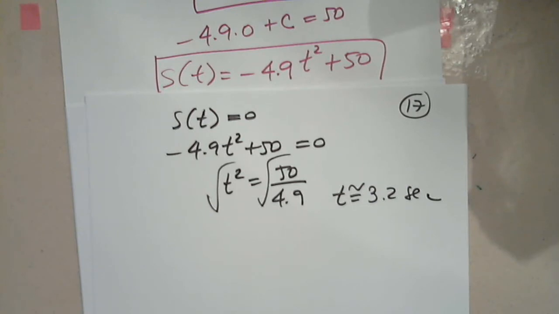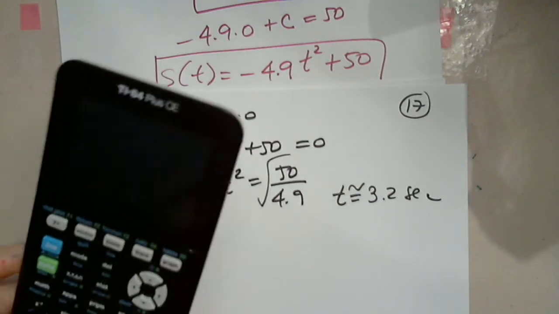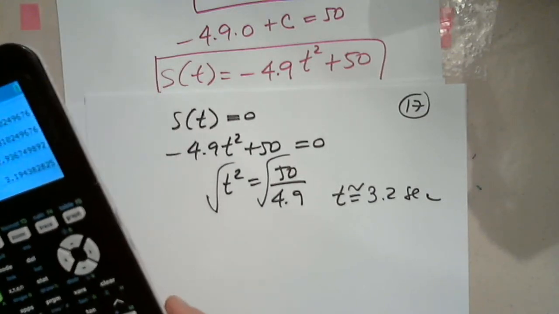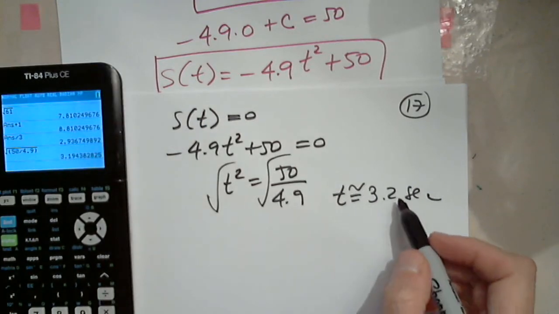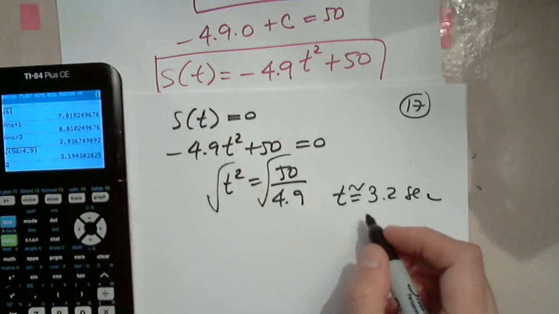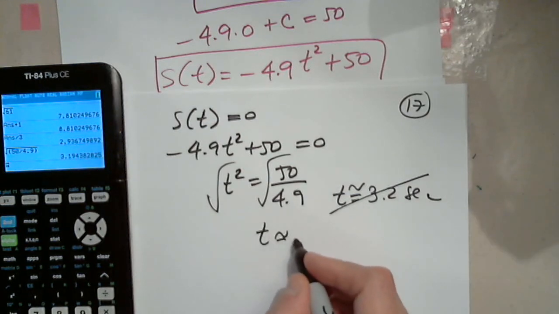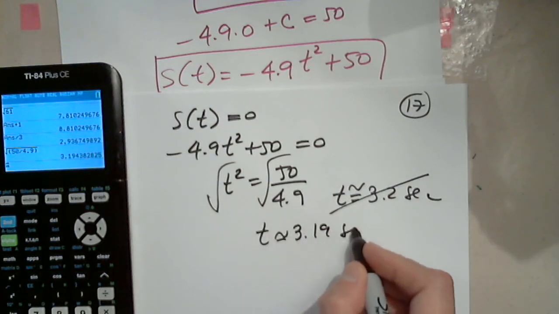So in approximately 3.2 seconds, it reaches the ground. If they want round to 2 decimal places, right? Let me see what I had. Yes, I did round to 2 decimal places. No, I didn't. So they want 2 decimal places, so please don't put that in. So put 3.19.